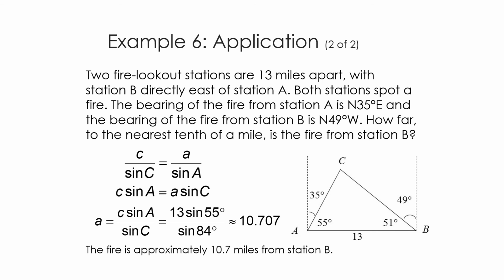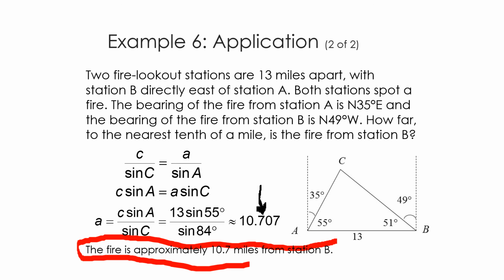Now, after we found the angles, what is A, what is B, and we know what is C, so we're going to use the law of sines, as you can see here. And it says find the side to the nearest tenth of a mile. Nearest tenth of a mile is the first digit after the decimal point. Since there's a 0 next to it, we're going to keep that digit the same. So the answer is going to be, the fire is approximately 10.7 miles from station B.